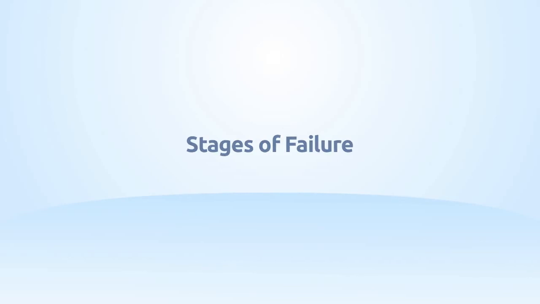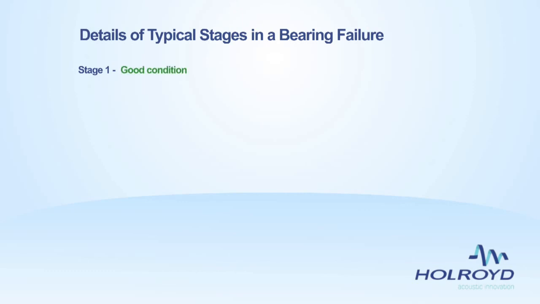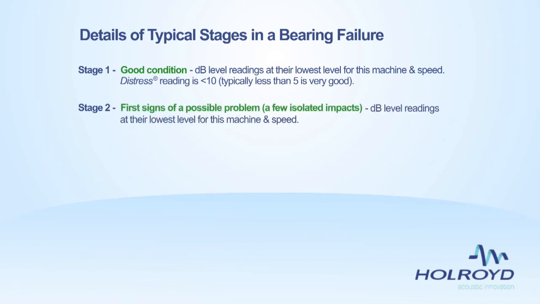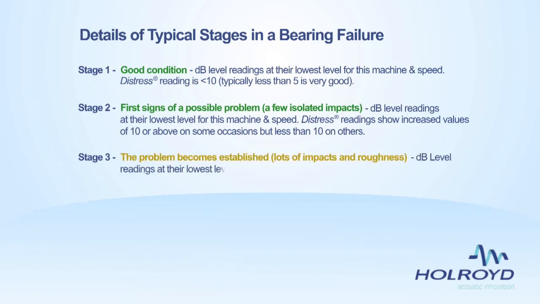Stages of failure. Stage 1. Good. dB low for this machine and speed. Distress less than 10. Less than 5 is very good. Stage 2. First signs of possible problem. dB still low for this machine and speed. Distress fluctuates around 10. Stage 3. Problem becomes established. dB levels may slightly increase. Distress consistent with 10 or above.